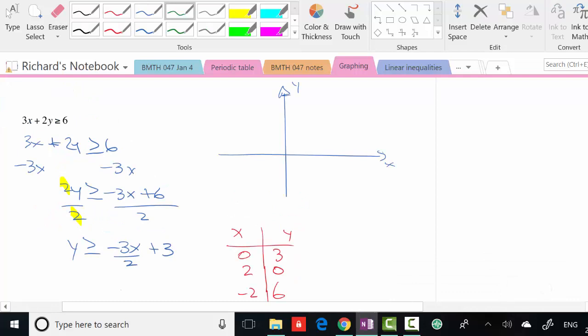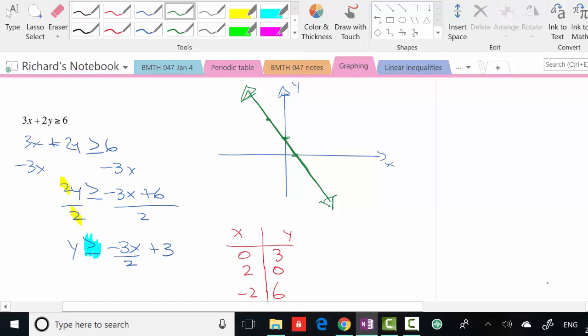Plotting the points: when x is 0, y is 3. When x is 2, y is 0. And when x is minus 2, y is 6. So our boundary line looks something like that. It's a straight line. Now I'm going to draw a solid boundary line because our inequality symbol is greater than or equal to, so it's a solid line.